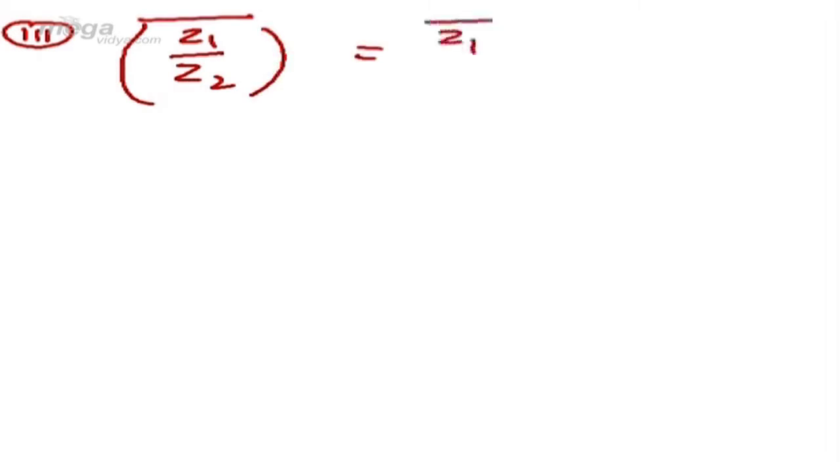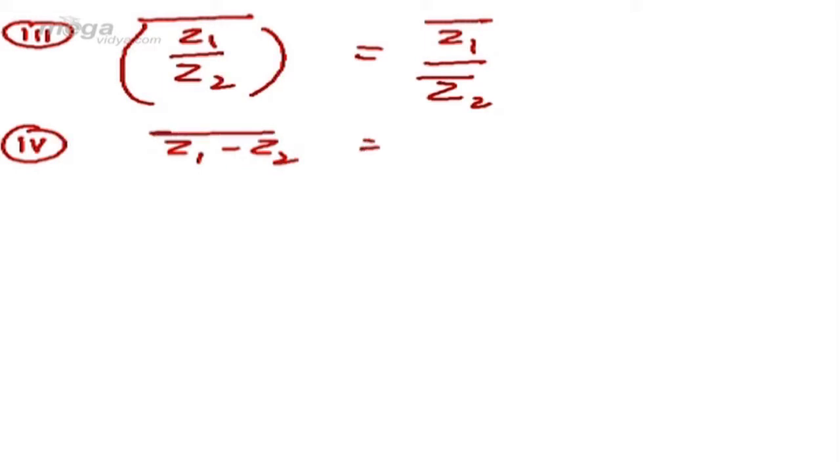Similarly, we come to the third property, that is (z1 by z2) whole bar. This will become z1 bar by z2 bar. You take z1 as x1 plus iy1 and z2 as x2 plus iy2 and you can prove this property in a similar way as you did in the last two properties. And the fourth one is (z1 minus z2) whole bar is equal to z1 bar minus z2 bar. In the last class you studied the properties of modulus and today you are studying the properties of conjugate.